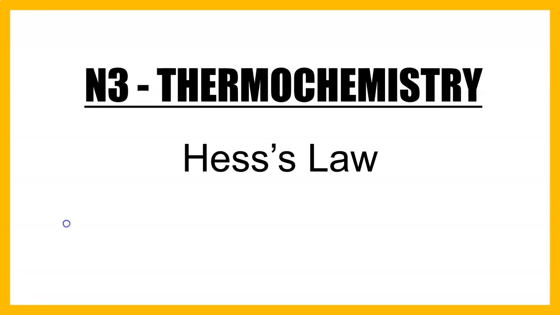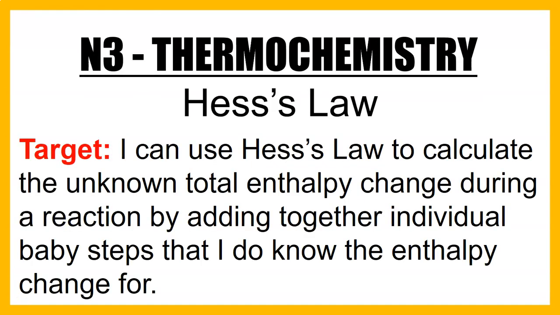Here is the target to write down. I can use Hess's Law to calculate the unknown total enthalpy change during a reaction by adding together individual baby steps that I do know the enthalpy change for. Hess's Law is basically a puzzle. We're going to be trying to put together information we know to help us figure out something we do not know.